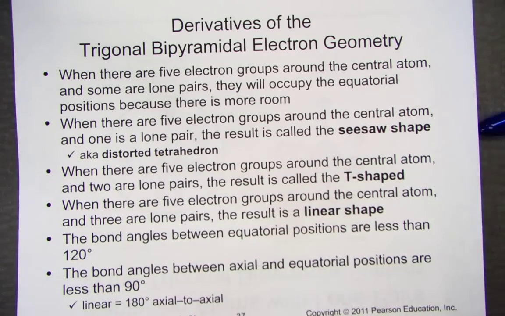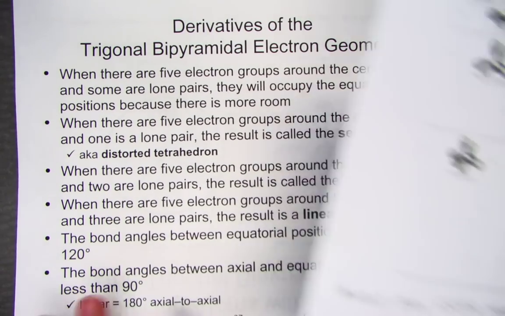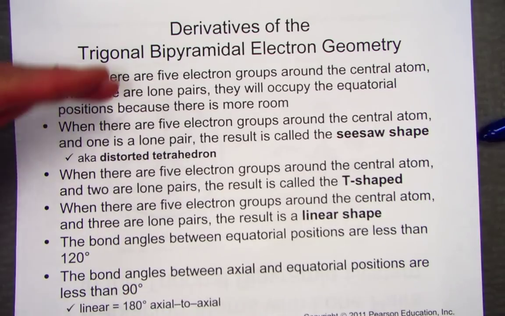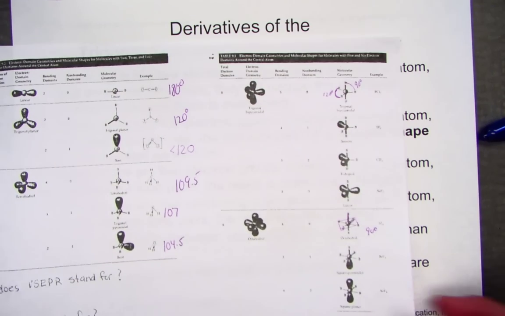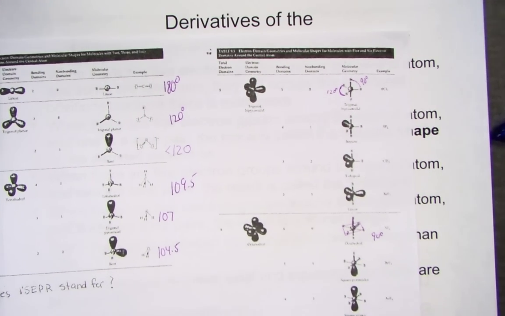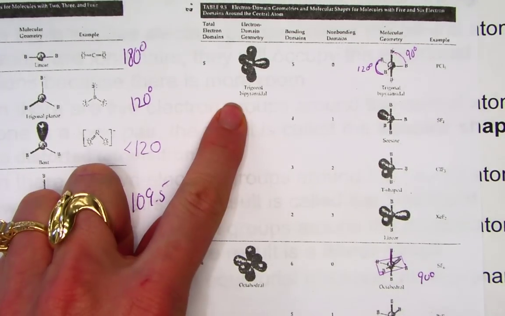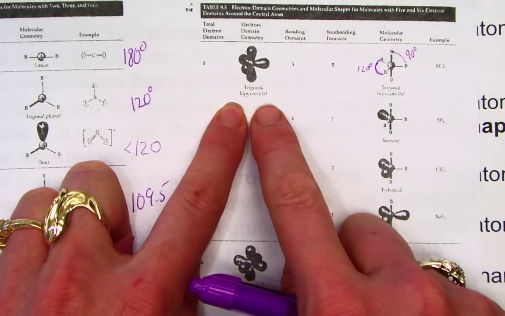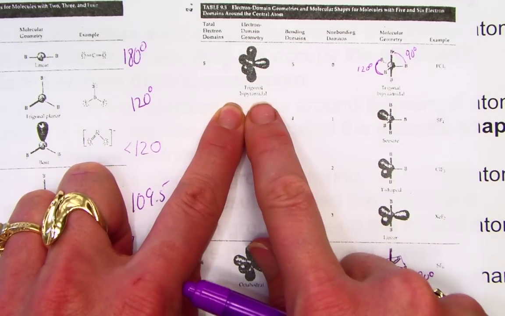Derivatives of trigonal bipyramidal electron geometry. Here's what this slide is showing. One at a time, I can show all of this slide. You can read through it, but this is what it's looking like. Derivatives of the shape really is just showing the possible connections between those 5 electron domains. Trigonal bipyramidal: if all 5 are bonded, the molecular geometry matches the electron domain geometry.